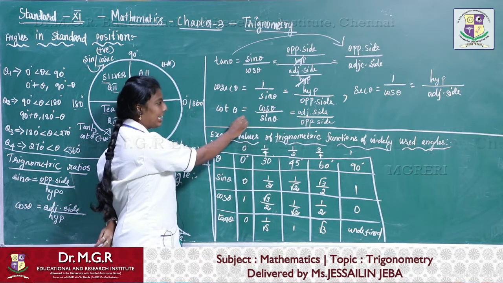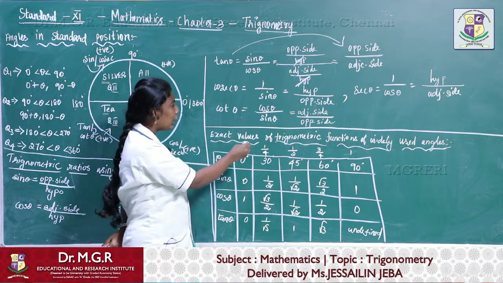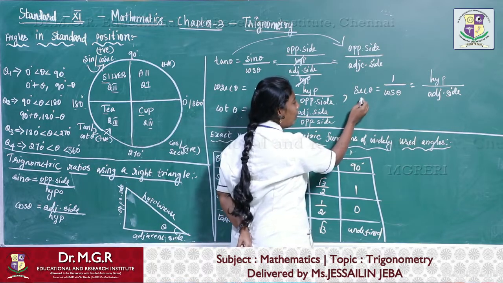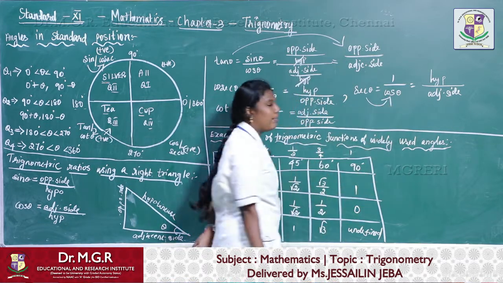And then cot theta. Oh yes, next is secant theta. We can write secant theta as 1 by cos theta.